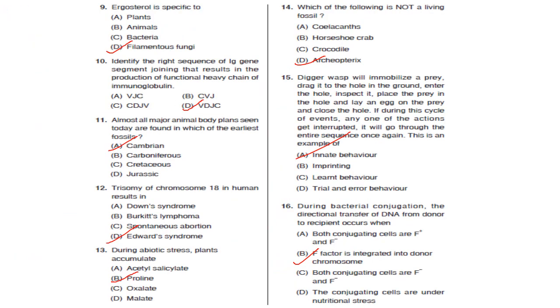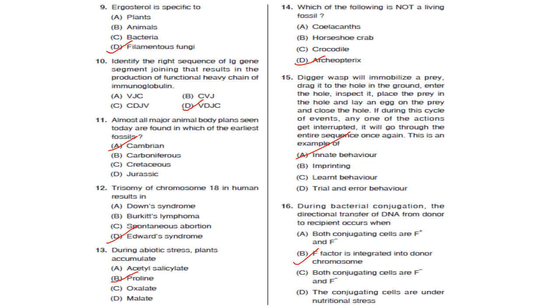Then ergosterol is specific to. Ergosterol is a primary sterol in the cell membrane of filamentous fungi. So the answer is option D, that is filamentous fungi. Then identify the right sequence of IgG gene sequence joining that results in the production of a functional heavy chain of immunoglobulin. The heavy chain of immunoglobulin is coded by VDJC sequences.